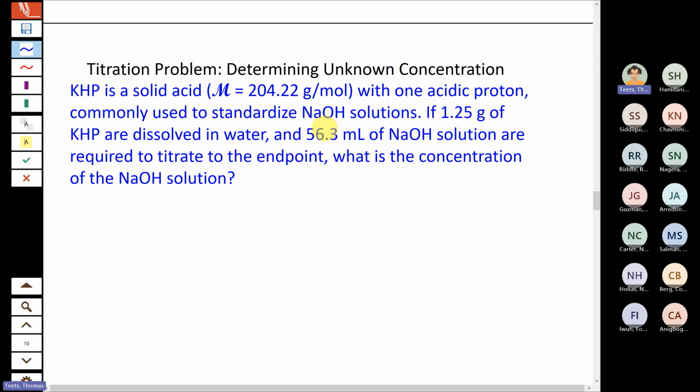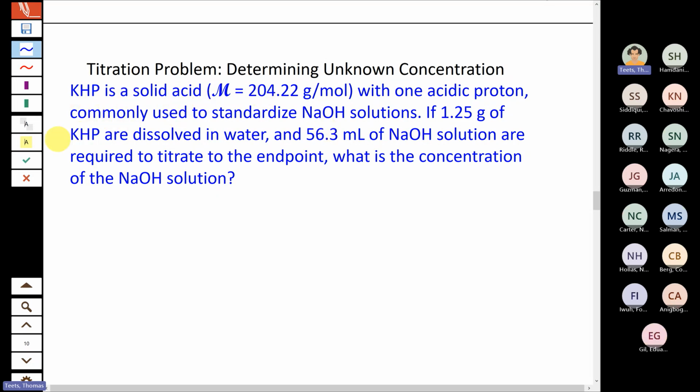So if you want to actually know what's the concentration of your sodium hydroxide solution, since you can't just weigh out the substance and dissolve it and know that, this is how we typically do it. We're going to use a solid acid called KHP. We don't really need to know the formula of that, but it has one acidic proton, meaning one H plus in the formula.